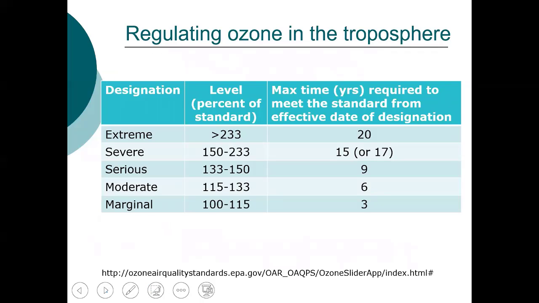We will talk about non-attainment areas later, but areas are considered non-attainment if they exceed a certain level of the standard. For instance, a designation of extreme means that the level observed in that region is roughly 233% or greater than the standard, than that 70. And they actually have 20 years to try and come into attainment.